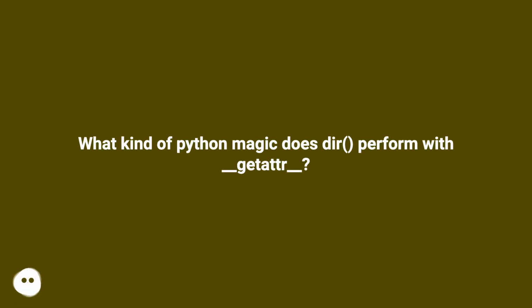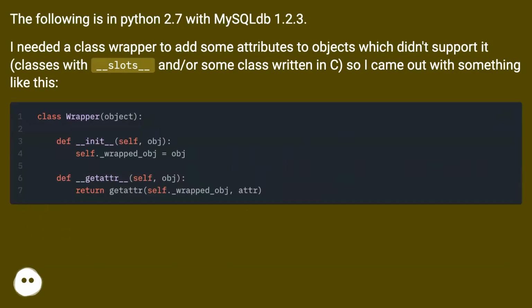What kind of Python magic does dir perform with __getattr__? The following is in Python 2.7 with MySQLdb 1.2.3. I needed a class wrapper to add some attributes to objects which didn't support it, classes with __slots__ and/or some class written in C, so I came up with something like this.